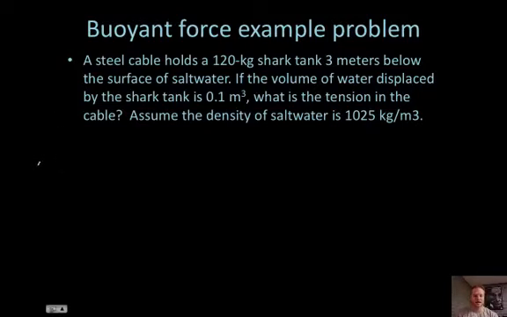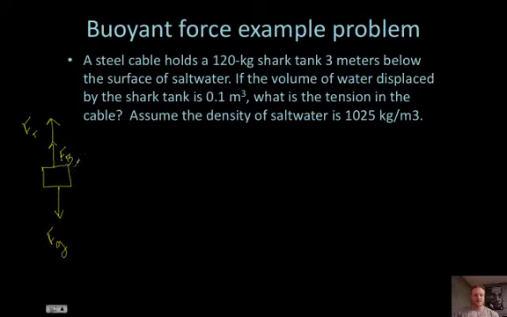Anytime you have a physics problem, I highly recommend drawing a diagram, and in this case, a free body diagram. So if I draw the shark tank here, we basically have three forces acting on it. We have the weight of gravity pulling down, right? I'm going to call that force of gravity Fg. Then we have the buoyant force pushing up, helping fight against gravity, but that appears not to be enough. There is some tension in a cable, and I'm just going to call that force of tension in the cable. So basically gravity is fighting the buoyant force and the tension in the cable.